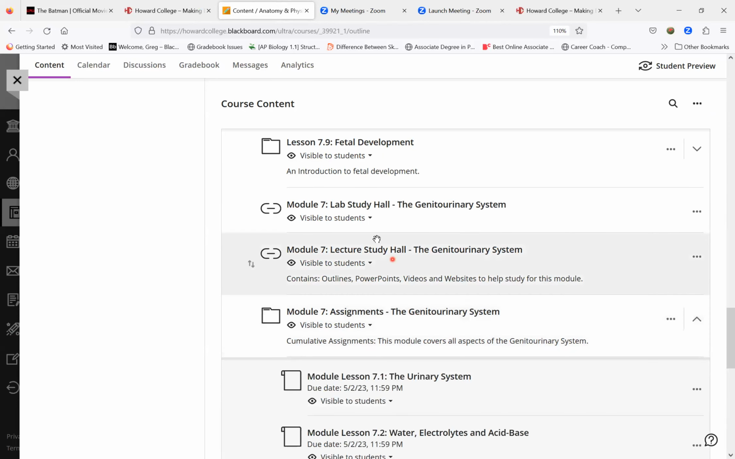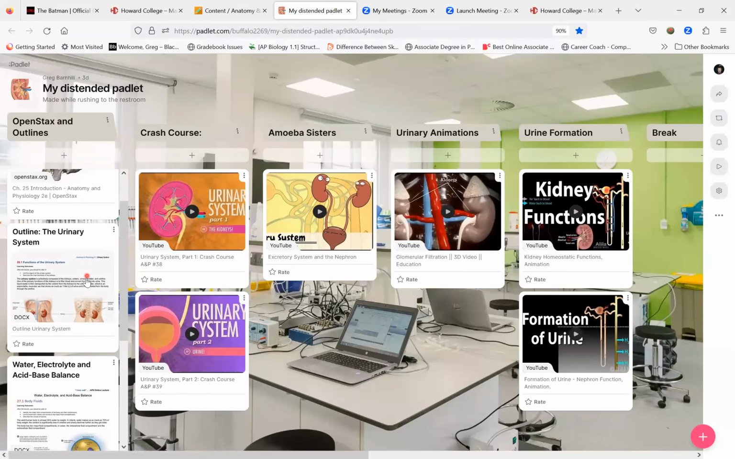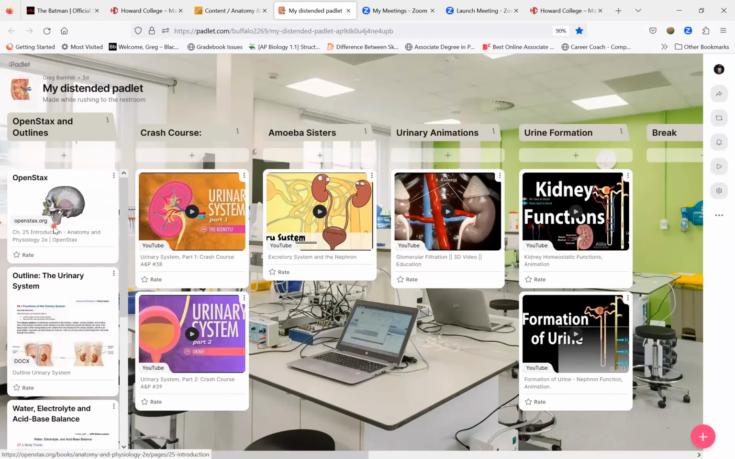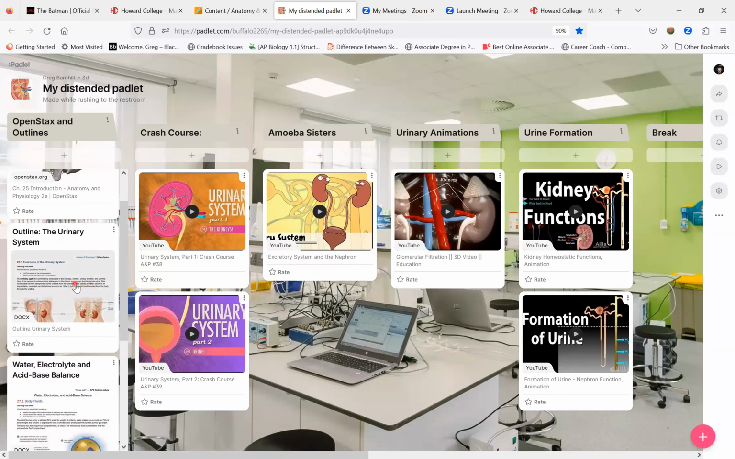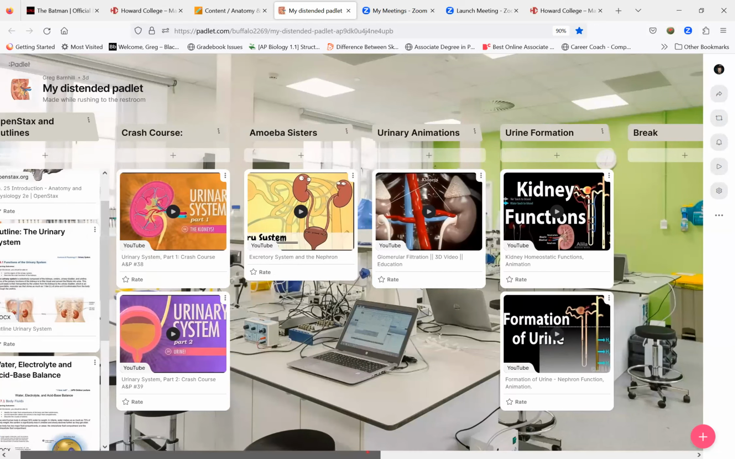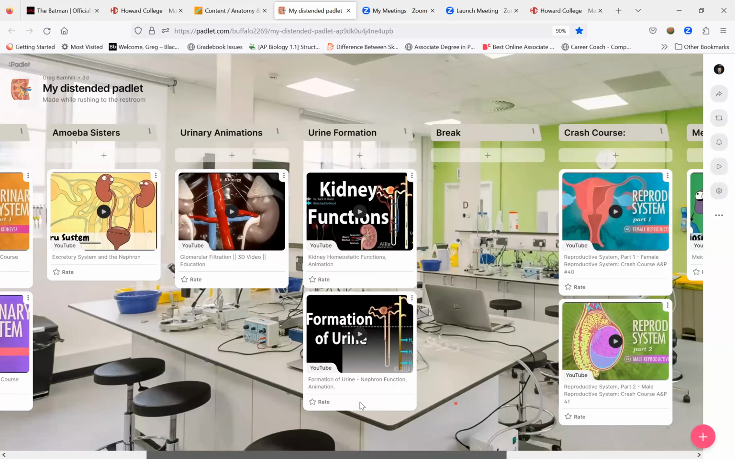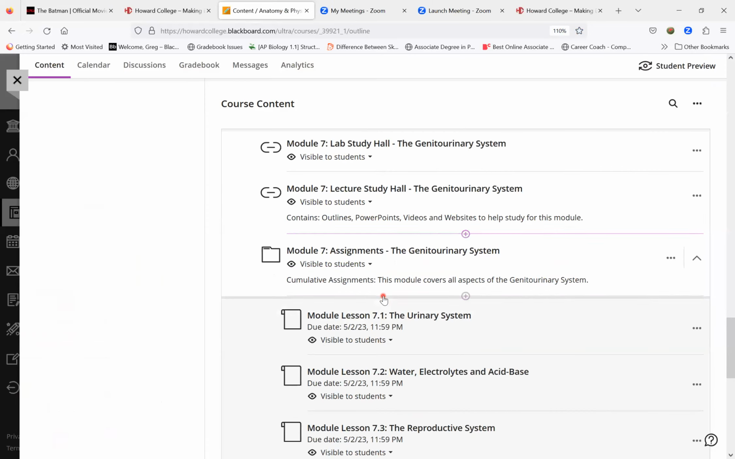Anyway, under the assignments, I'm getting ahead of myself. Here's the study hall for lecture, and these are detailed. Here's one for reproduction. Here's a link to OpenStax. These have really good pictures, especially the reproductive and the urinary ones. And then here are some videos. I tried to pick some really good ones and not give quite so many, just some good quality ones. But you'll want to review that as well.